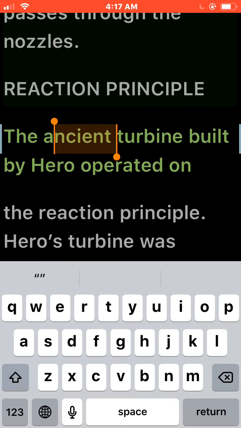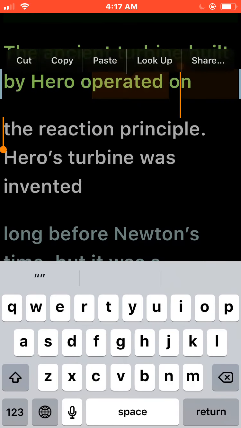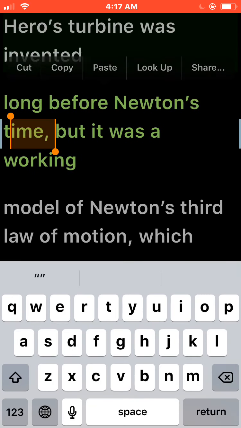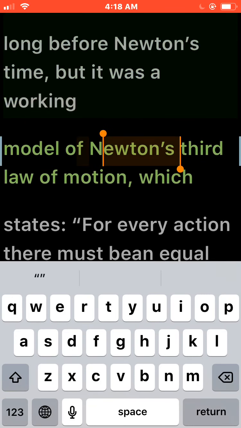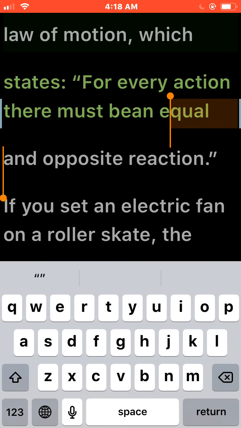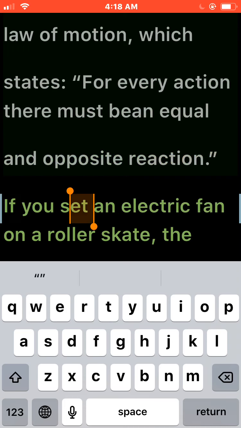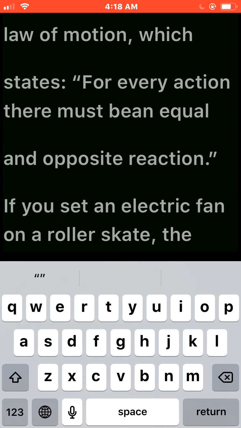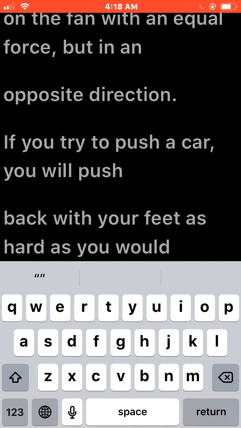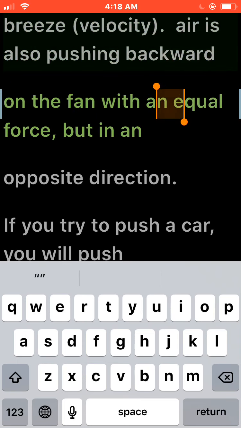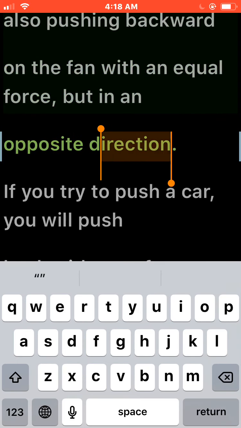Reaction principle. The ancient turbine built by Hero operated on the reaction principle. Hero's turbine was invented long before Newton's time, but it was a working model of Newton's third law of motion, which states, for every action there must be an equal and opposite reaction. If you set an electric fan on a roller skate, the roller skate will take off across the room. Figure 5-4. The fan pushes the air forward and sets up a breeze. The air is also pushing backward on the fan with an equal force, but in an opposite direction.